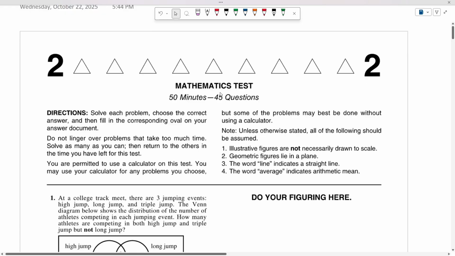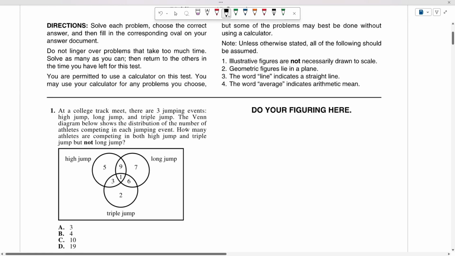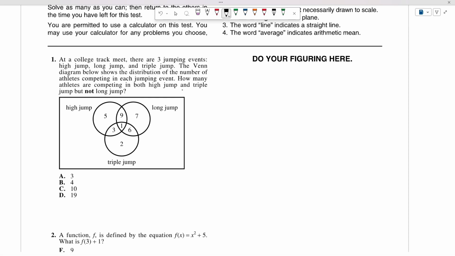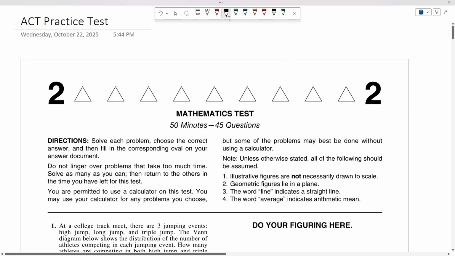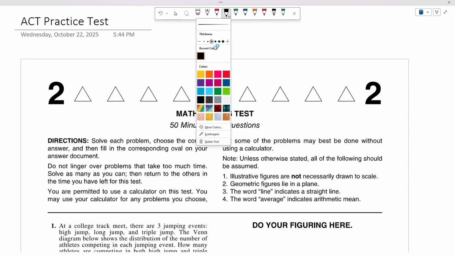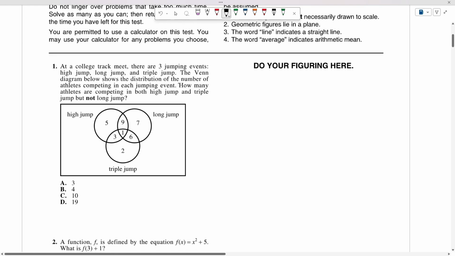So, first question is, at a college track meet, we have three jumping events: high jump, long jump, and triple jump. I see a Venn diagram. I'm going to skip to the question. How many athletes are competing in both high jump and triple jump, but not long jump?